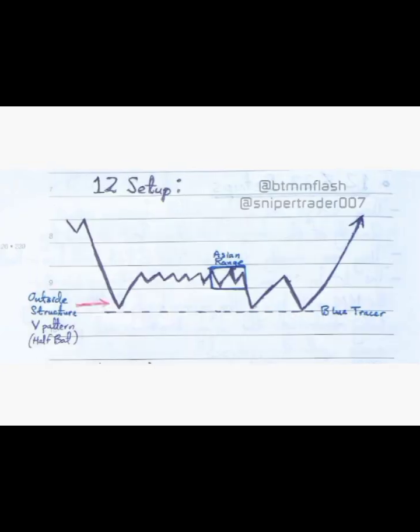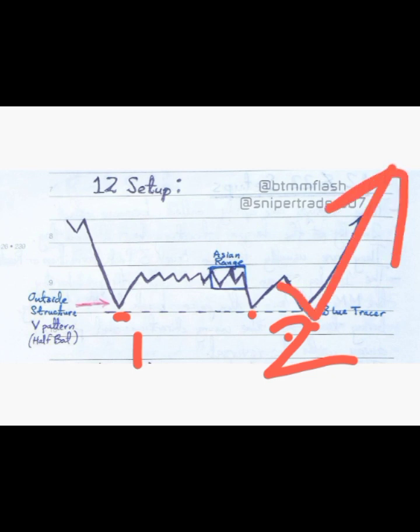Now this is a 12 trade setup. How do we know this is a 12 trade setup? If you count the low here, we have 1. Count the lows here, we have 2, making 2. So this is a 12 trade setup. Once it's like this, it gives us an opportunity that this market will buy.